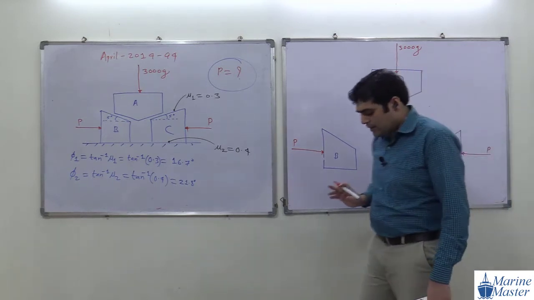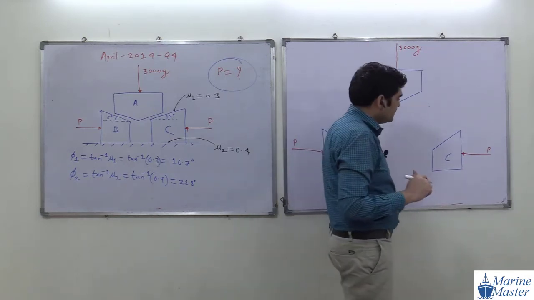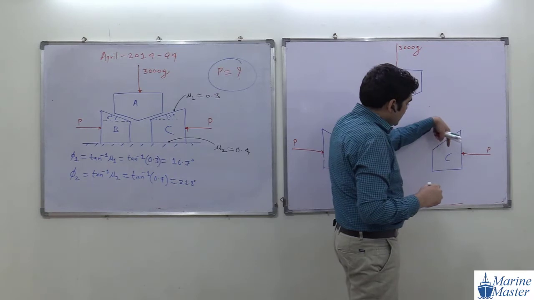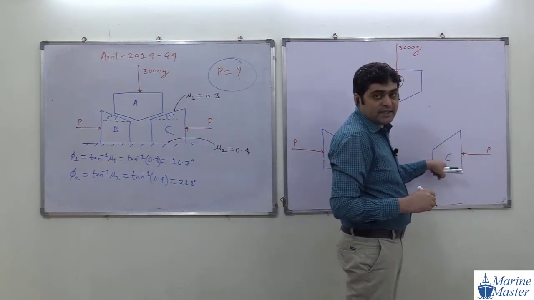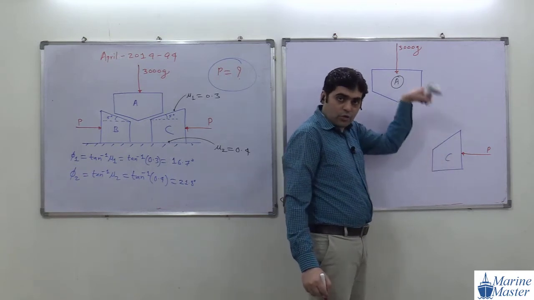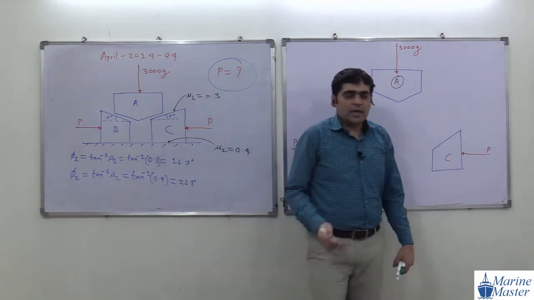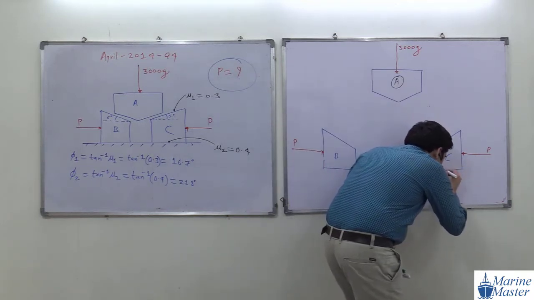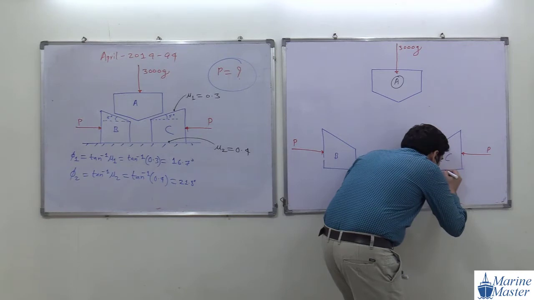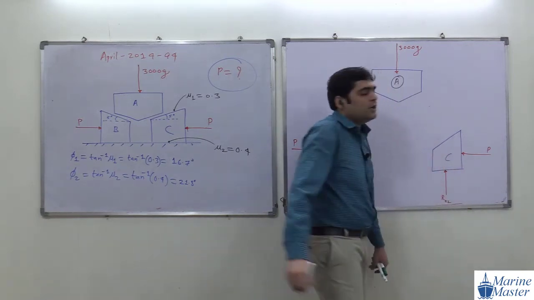Now what will happen, guys? The next scenario will be what? Now see, this object C, this wedge C, tried to go down. But what will the ground do? The ground will apply an opposite force, and this reaction we call a normal reaction, Rn2.